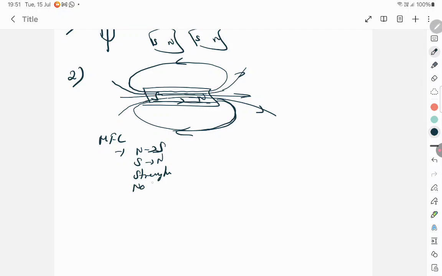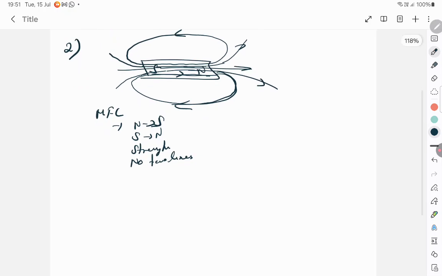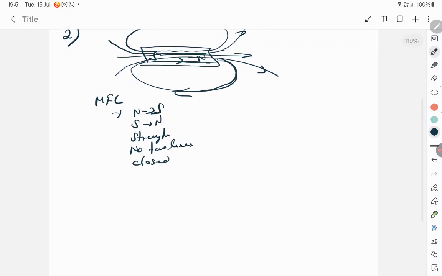And then the next point we can say is, no two lines will cross each other. If they do, it indicates two directions at one point, which is not possible. And they always form a closed loop. Field lines always form a closed loop in magnetic field lines. Okay, so these are the properties of magnetic field lines. And you can see a uniform magnetic field within the magnet.